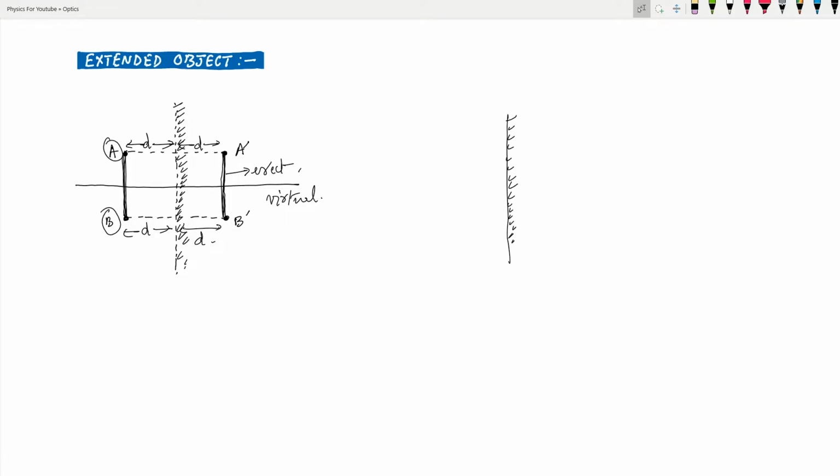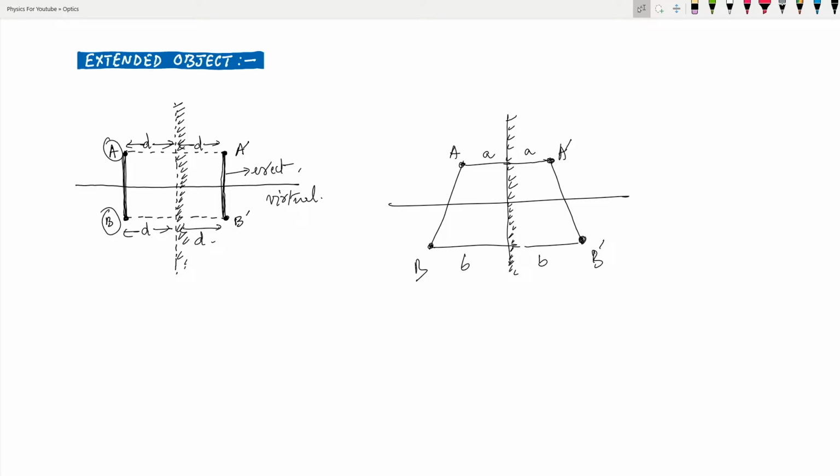Now let me explain it in another way. Take another example. Suppose this is our object, like this extended object. So this is A and this is B. This is at a distance small a, this is at a distance small b. Then the image will be formed like this at a distance small a and at a distance small b. So this will be A dash and this will be B dash. Simple as that. This is how the image will be formed in case of an extended object.